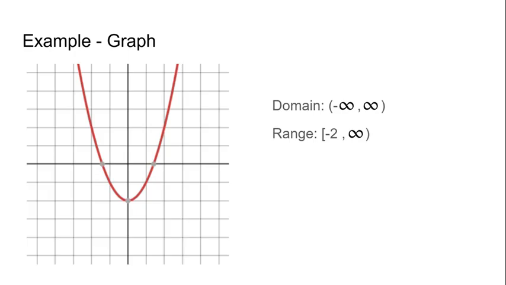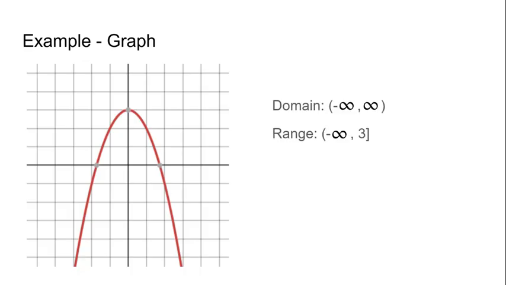In the range, the lowest I can get is negative 2. This one is correct. I have a square bracket there, and it goes all the way up to positive infinity. So I have a parenthesis next to positive infinity. The opposite is also true.